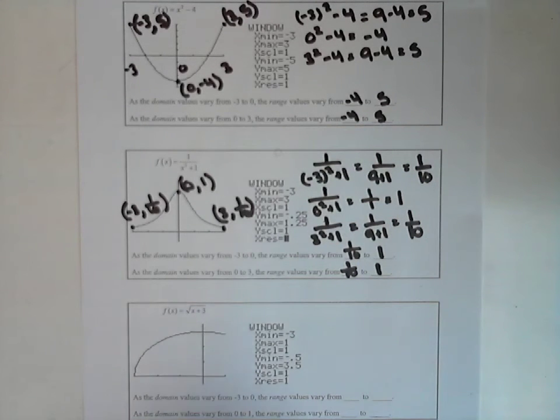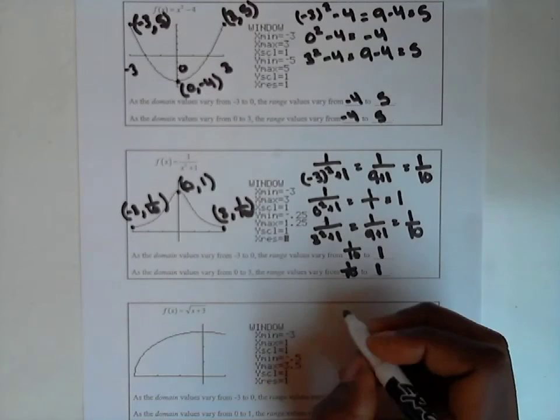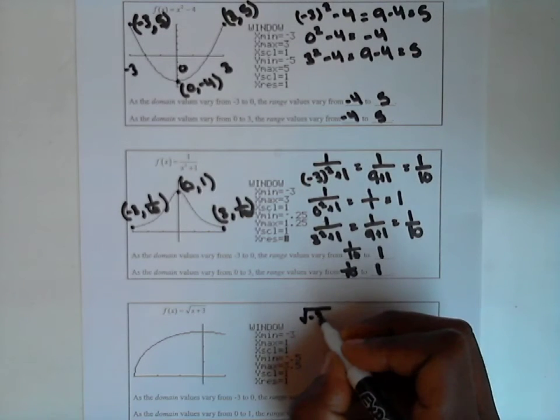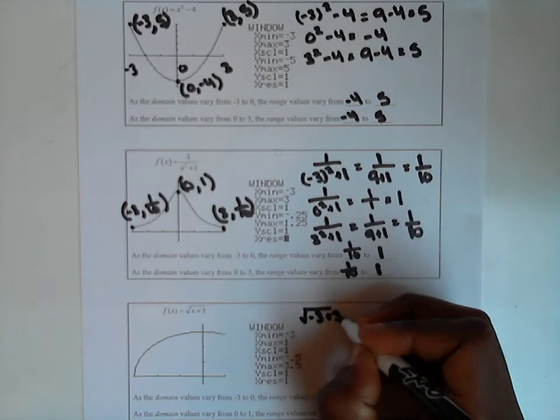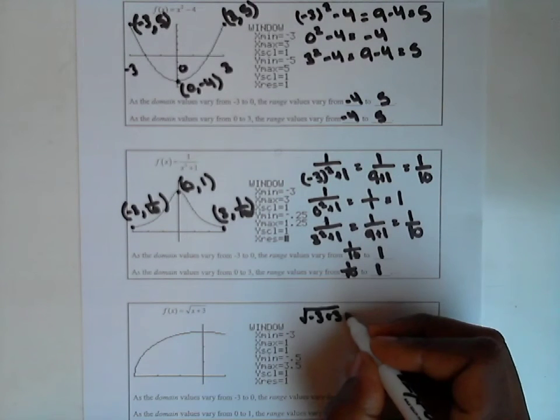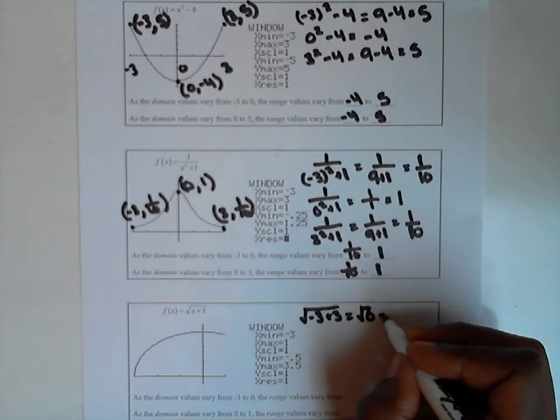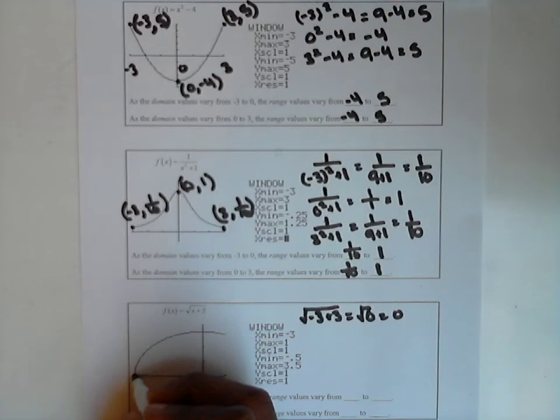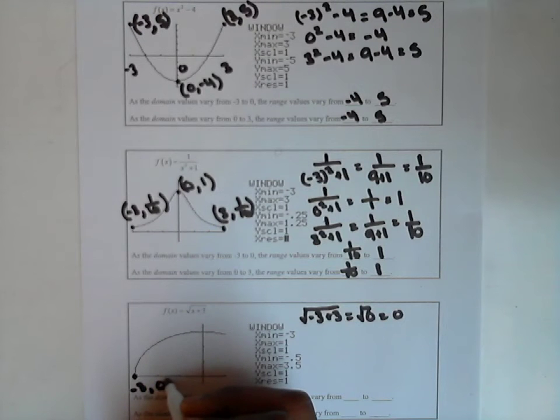Now again, to do that, we'll do the same thing. We'll put in -3 into our equation, so we've got the square root of -3 plus 3, which equals the square root of 0, which is just 0. So we know that when we put in -3, this position right here is -3 for x and 0 for y.